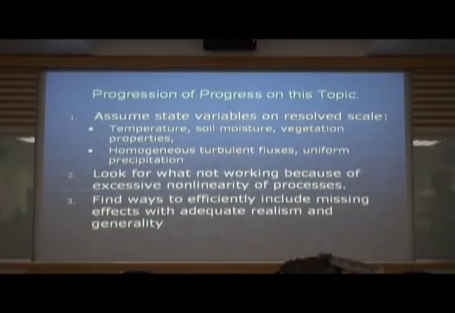Okay, another assumption is homogeneous turbulent fluxes. That is, over land, you use similarity theory, which is developed for surfaces that are all the same spatially. There's no difference, so you assume you have one kind of surface over your 100 kilometer or larger box. And furthermore, the precipitation comes down uniformly over that box. Okay, this is, again, the first thing you do, and then you ask, what's wrong with this?